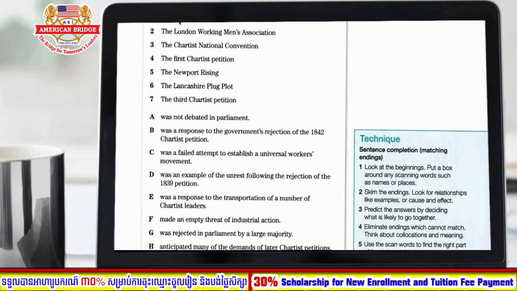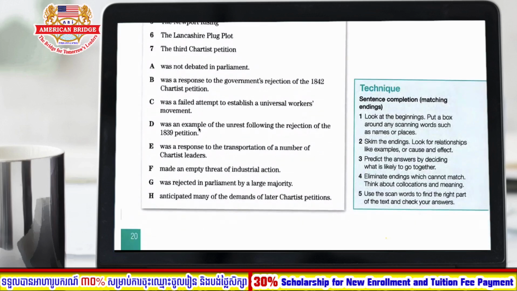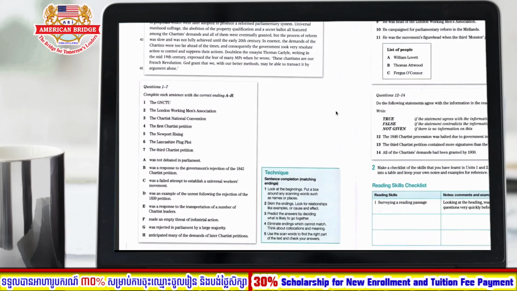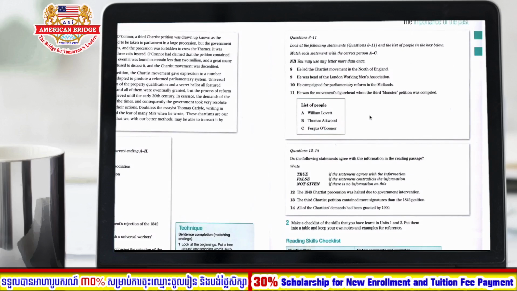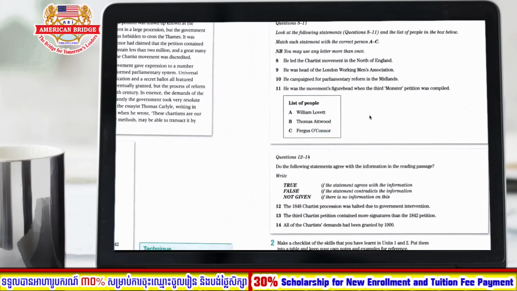For the GNCTU, you need to ask yourself, what is this? Go to the reading passage to understand this acronym, and you will be able to find some of the important information that goes with number one. There are a lot of exercises related to reading, but the two basic skills you need to answer all these exercises are only skimming and scanning.